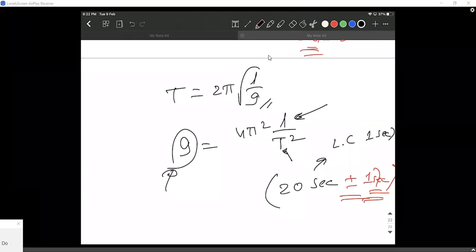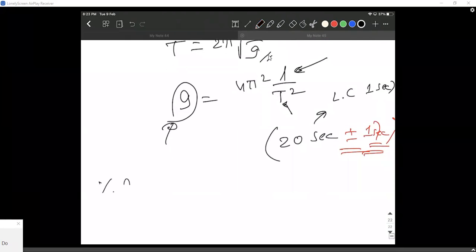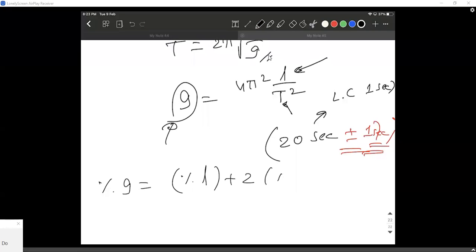Just for your knowledge, I'm writing it here. Percentage G equals to percentage in L plus 2 into percentage T. It's actually minus because it's in the denominator, but it doesn't matter if you're writing percentage errors. It doesn't matter whether it is minus or plus.